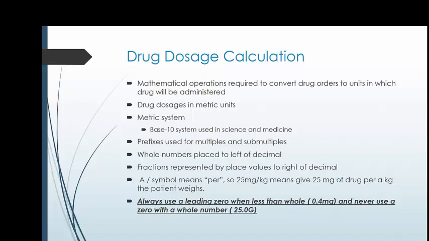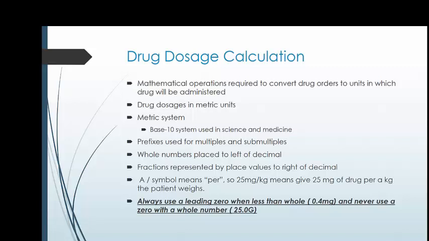All of our drug dosages are going to be in units. They're using the metric system, which is your base 10. It's commonly used in your science and your medicine. Now you've got different prefixes that you're going to use for multiples and submultiples, and we'll talk about those in just a moment. There's only a handful of them that you need to be concerned with at this point in time, though. Important things: your whole numbers are going to be placed to the left of the decimal. Your fractions or portions are going to be to the right of the decimal.